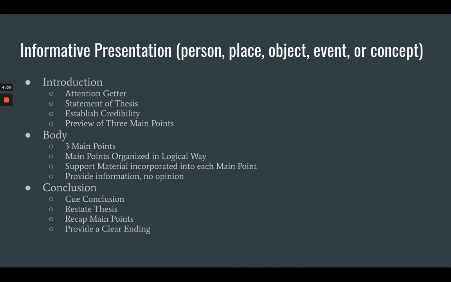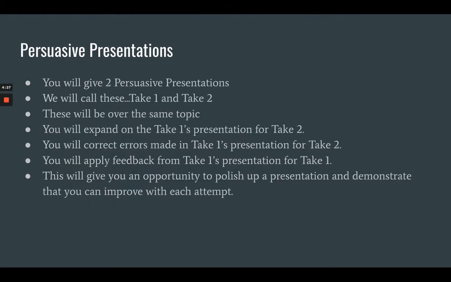In the body of your speech, you'll have 3 main points. You will organize them in a logical way, and each main point will have support material. Each main point should also be balanced, so that you have roughly the same amount of information in each one. Provide information, not opinion. So in the informative speech, you're just giving us information. Then you'll have a conclusion. You'll cue conclusion, restate your thesis, recap your main points, and provide a clear ending.